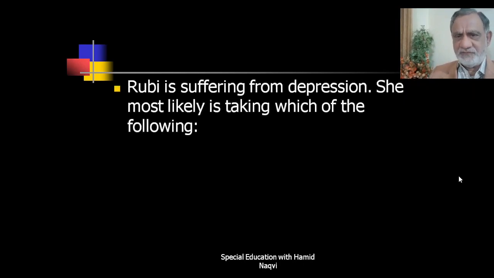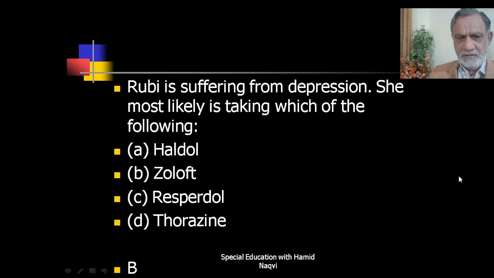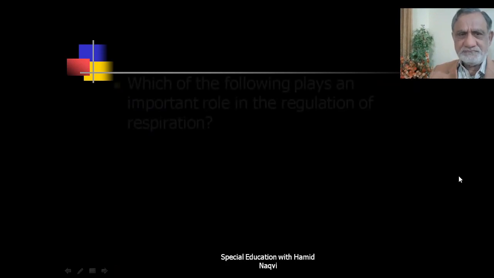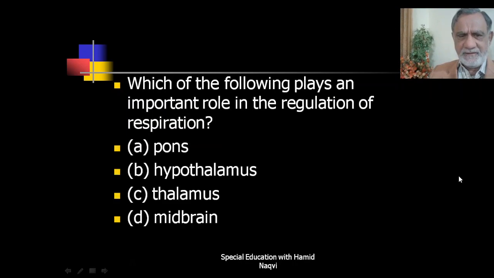Ruby is suffering from depression. She most likely is taking which of the following? The correct one is B. Which of the following plays an important role in the regulation of respiration? Correct one is A.